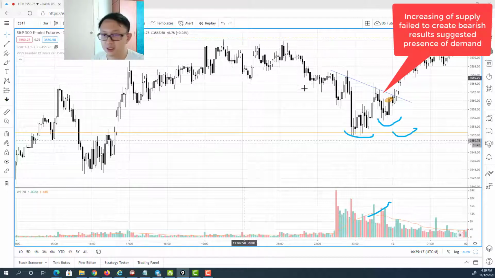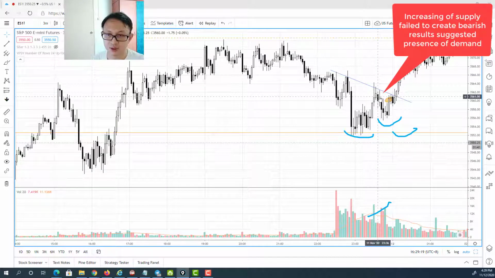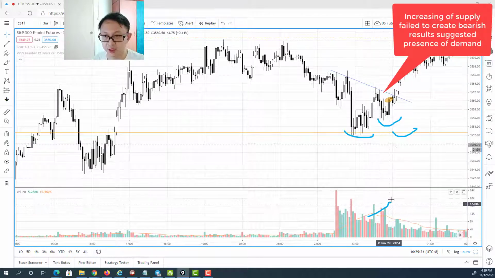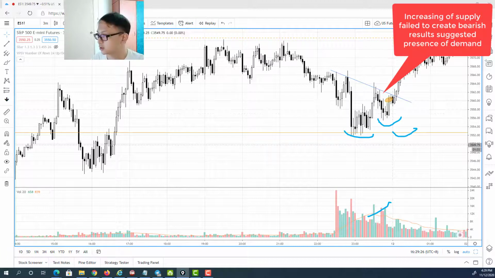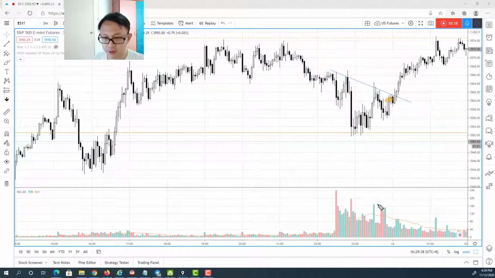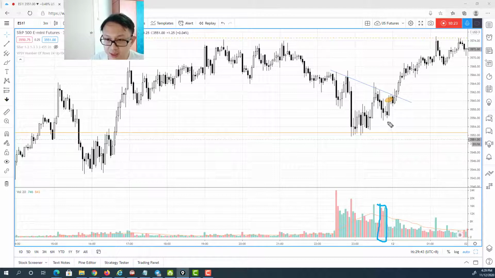So definitely in terms of the results, it doesn't look that bearish. Despite an increase of the supply, we still get a higher low. That really suggested to me that there's demand presence when the downswing is happening right there. Especially in these two bars alone, there is demand presence, and subsequently we have seen this bullish bar, and that's where the reversal happened.